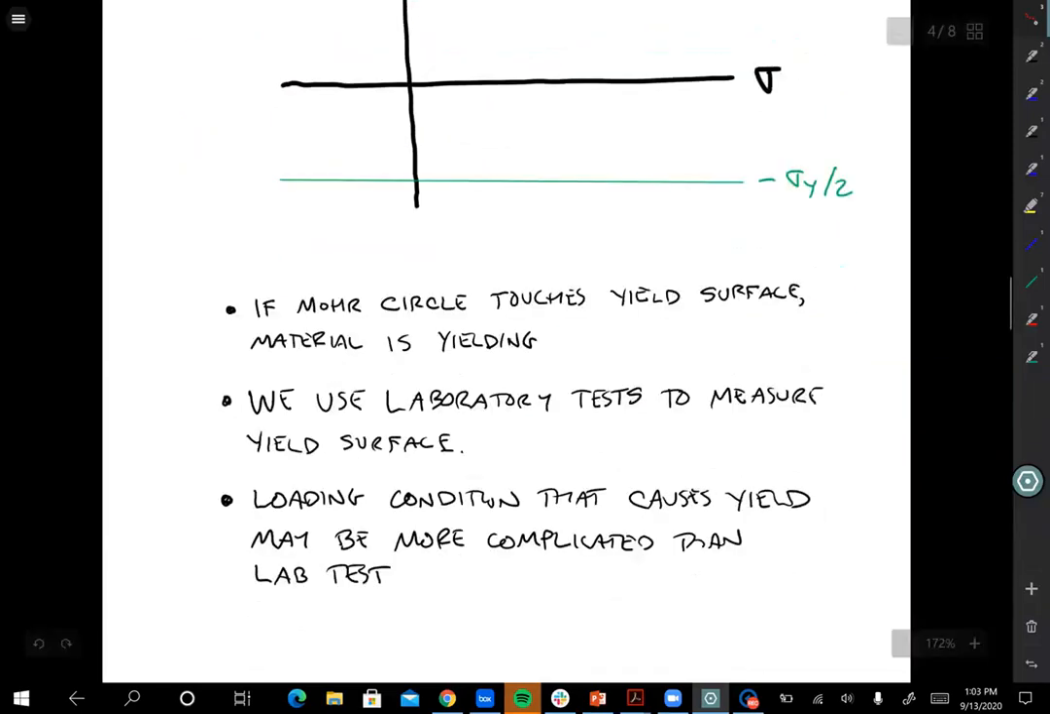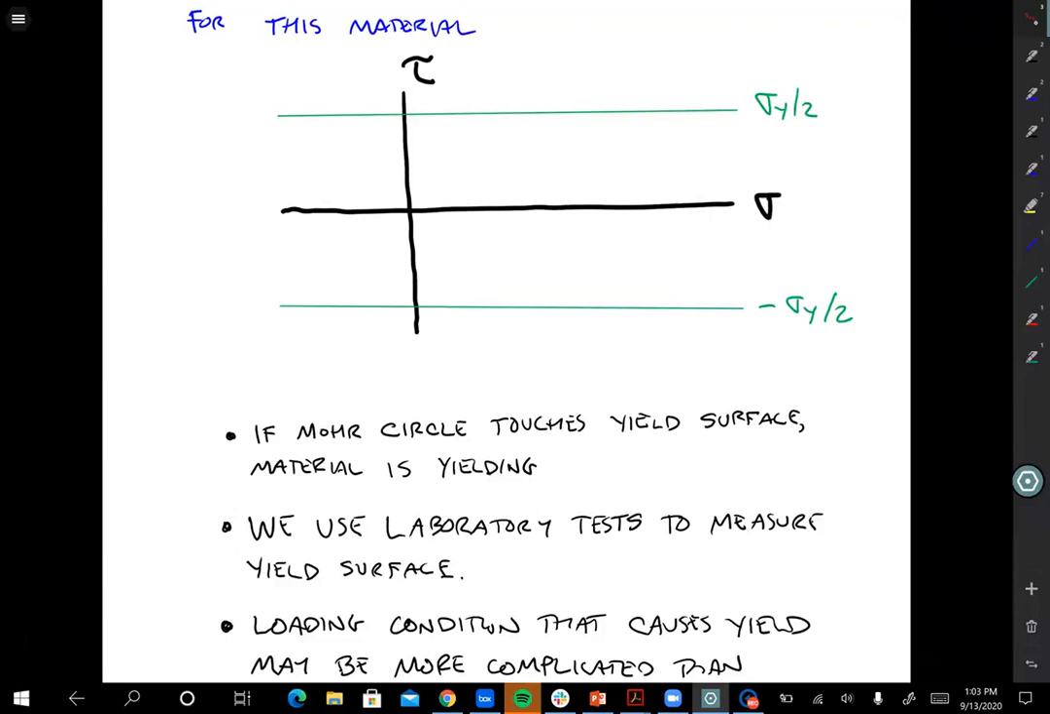Okay, so if the Mohr circle touches the yield surface, the material's yielding. We use laboratory tests to measure the yield surface. Okay, what we want to know when we do material characterization is what's the value of this line? In this case, it's very simple. It's just sigma y over 2, right? Or sigma y. You measure sigma y from a uniaxial tension test.